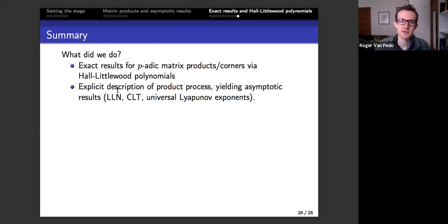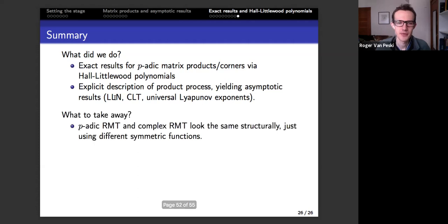Using explicit formulas, these gave us this interacting particle system description of the product process, and then this was used to get these analytic results, the law of large numbers and functional central limit theorem.